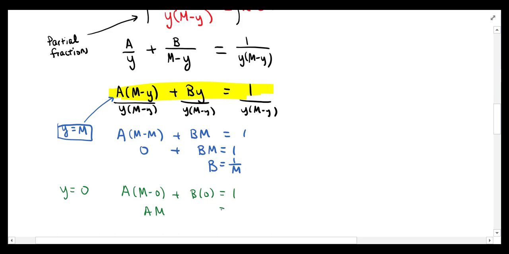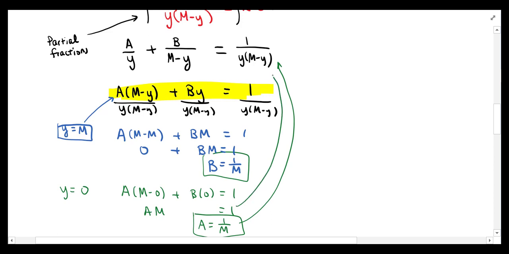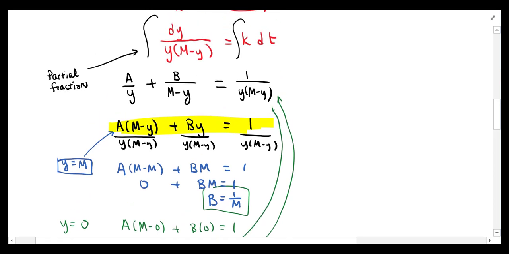A times m equals 1. So a equals 1 over m. Look at that. It's the same thing. Nice. So knowing these constants now, I can plug them back in and then rewrite my differential equation.